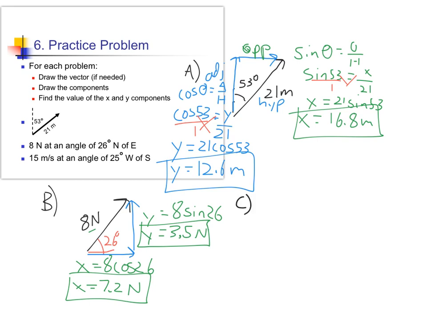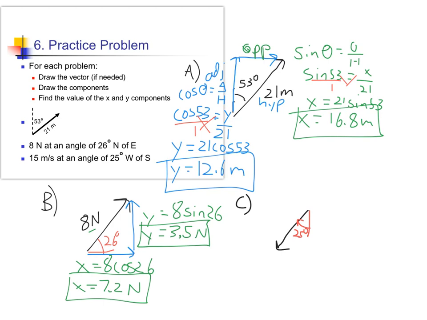Moving on to the last one here, we have 15 meters per second at an angle of 25 degrees west of south. So I know that this vector is going in the southwest direction. And when I think about my angle, it's west of south. So that means we're starting with south and going 25 degrees west.